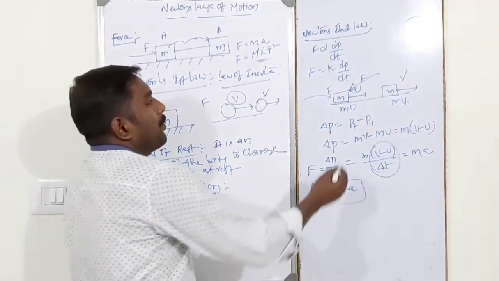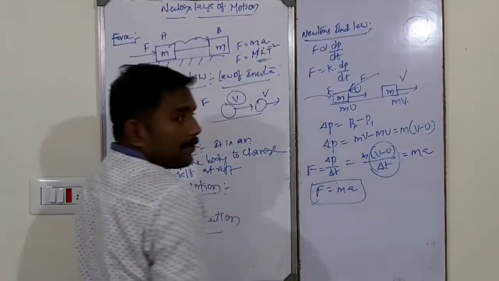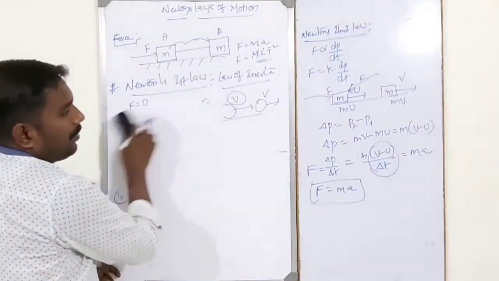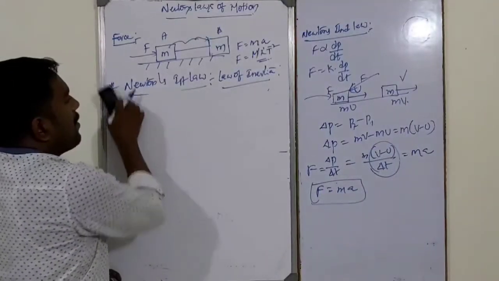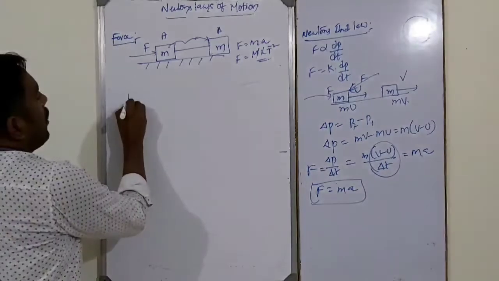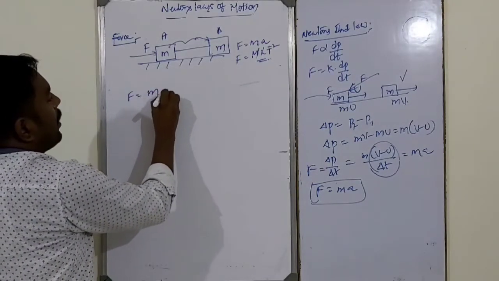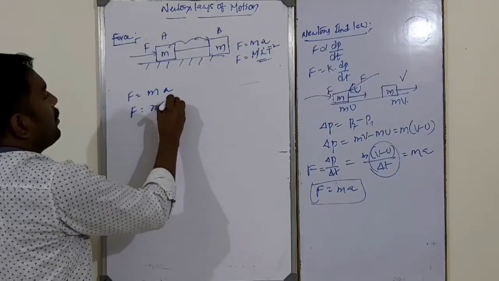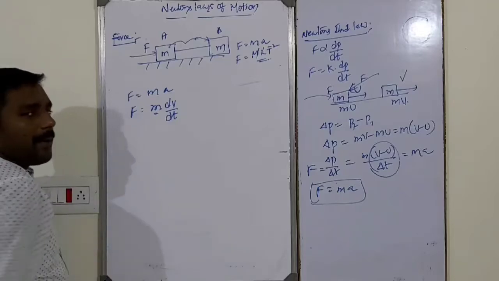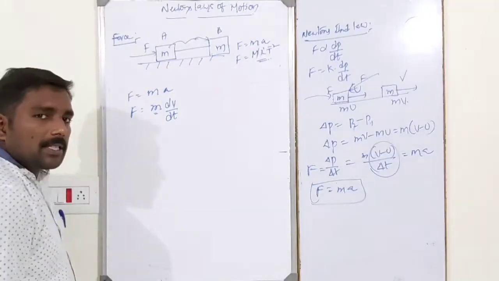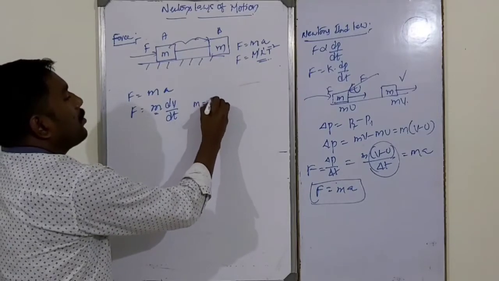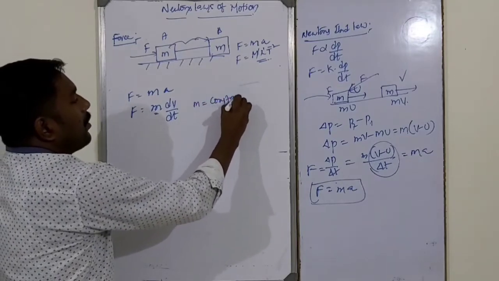Simply, the rate of change of momentum is directly proportional to the applied force and it takes place in the direction of force. So F is equal to m into a, which is m into dU by dt. In this case, mass remains constant and velocity changes. The mass of the body m is constant.